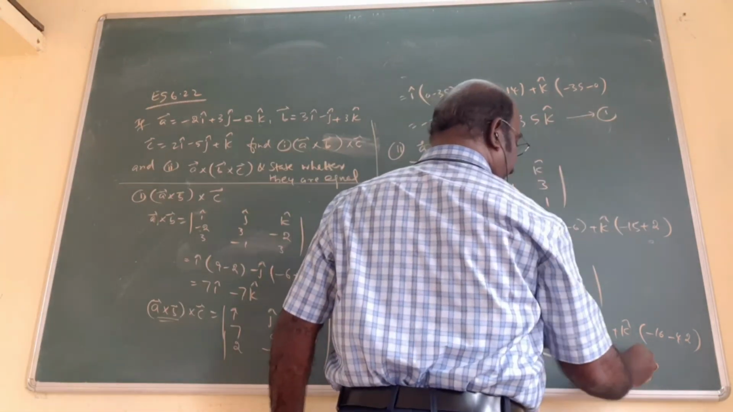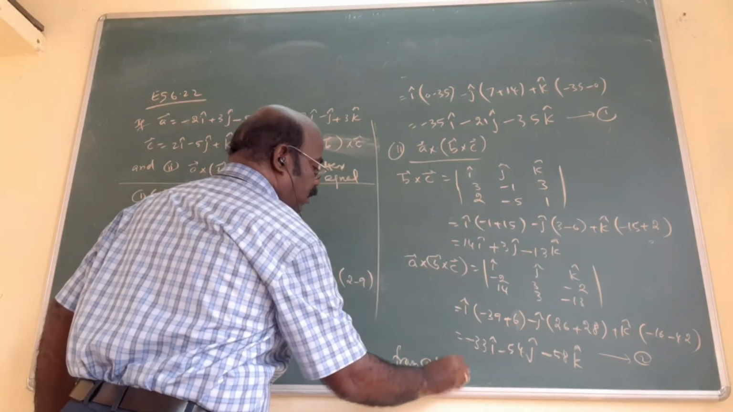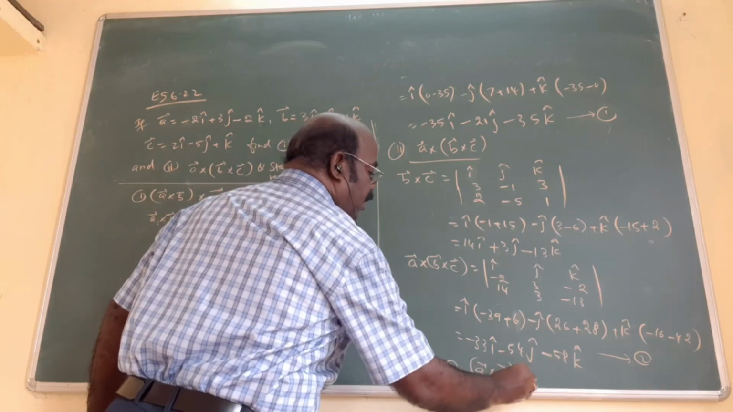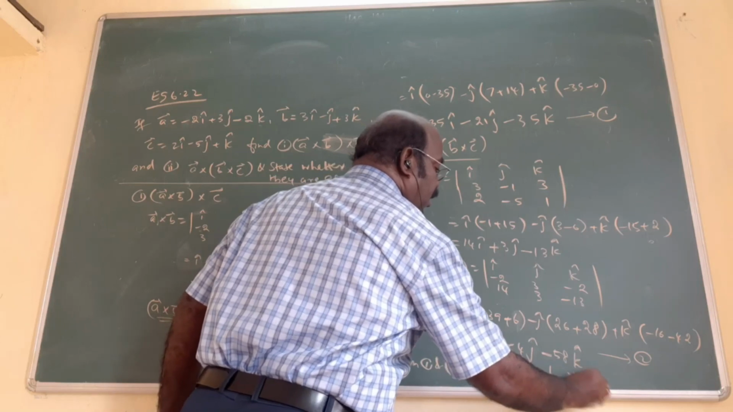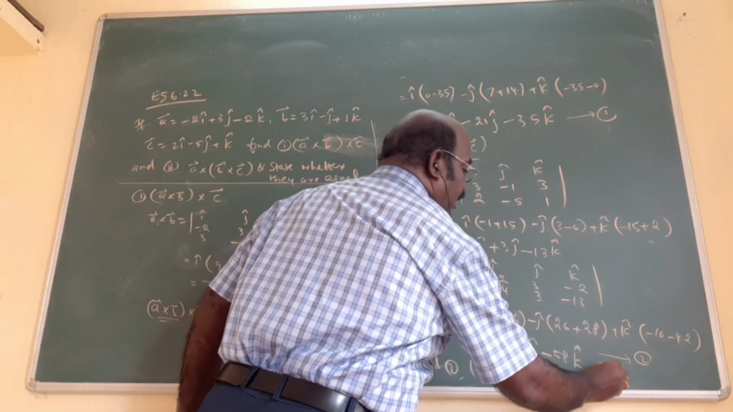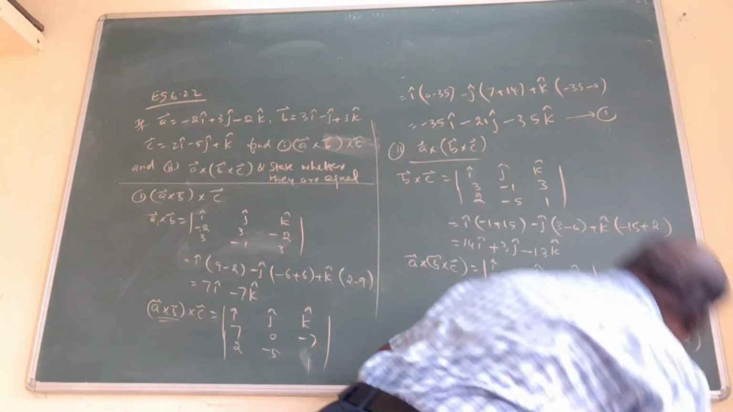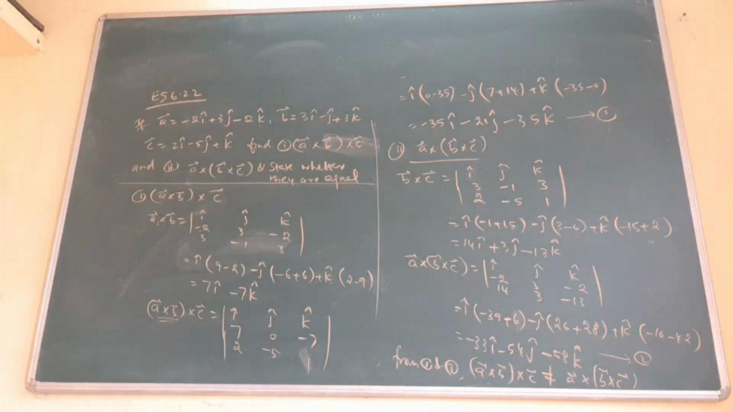The second answer. Therefore, from 1 and 2, (A cross B) cross C is always not equal to A cross (B cross C). Already told you, the vector triple products are not associative. This is called the associative property. These are always not equal. Suppose they come out equal, you have got something wrong. That's all.